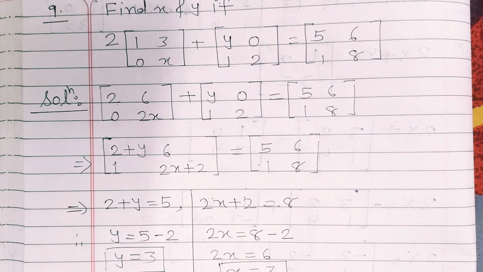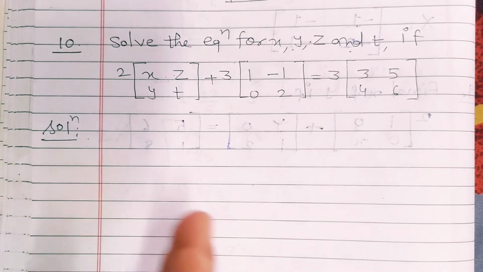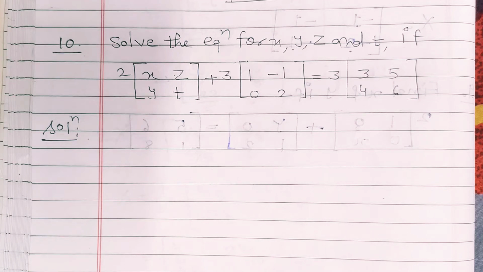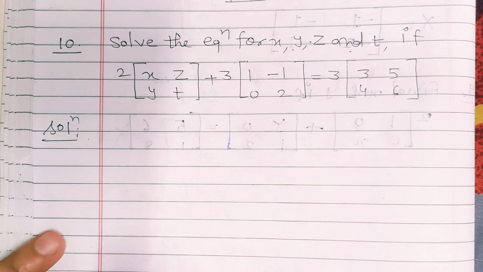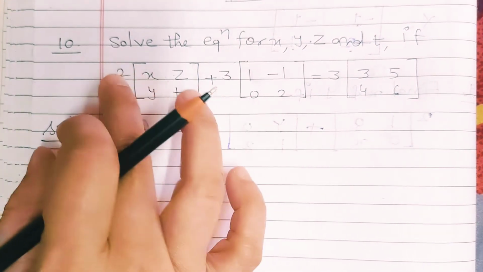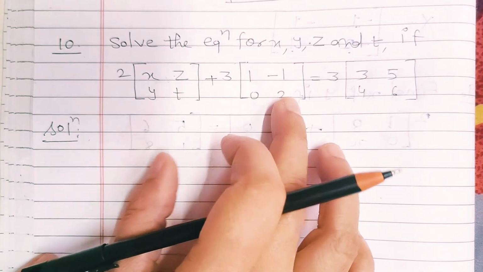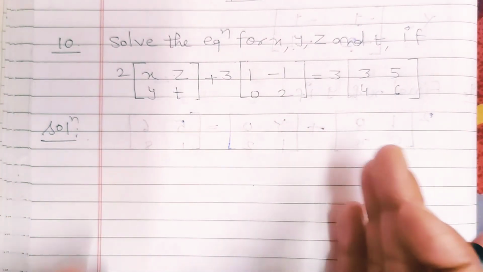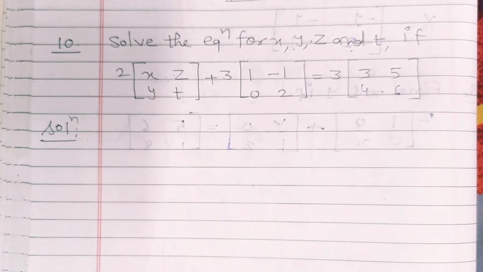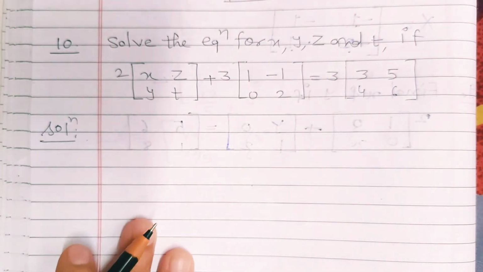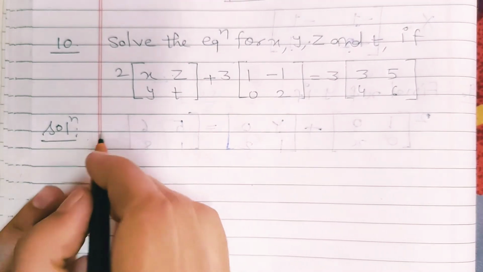We are going to our 10th question. Friends, here we are going to solve the 10th question of this exercise 3.2. Here again we have given 3 matrices. One matrix you have given will get after the addition, and one matrix on the right hand side is the equalization matrix. So first you multiply 2 inside this matrix, 3 inside this matrix, and then after you add and equalize, you will get the equations and you will be left with the values of x, y, z and t. So let's start this question.